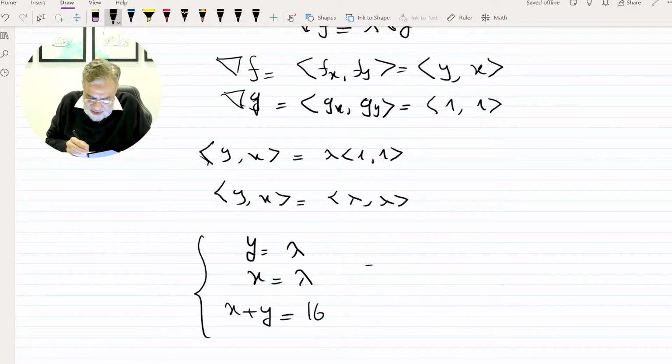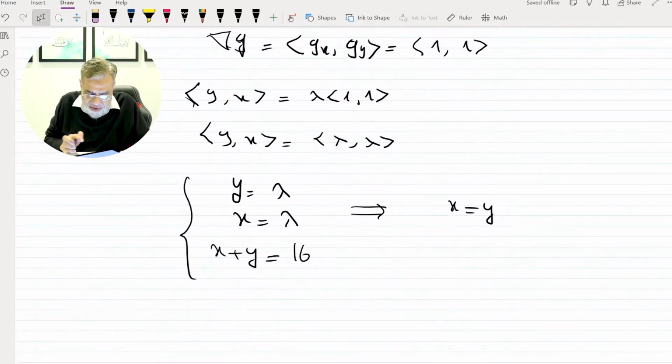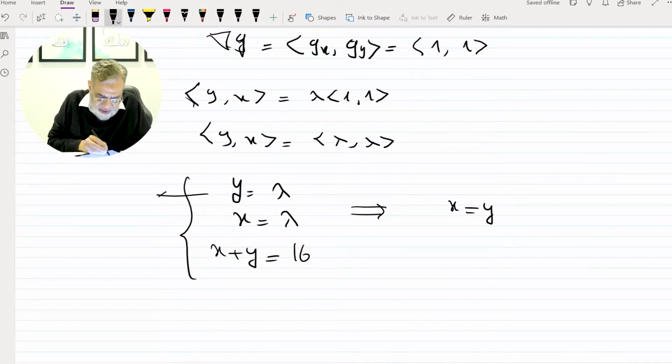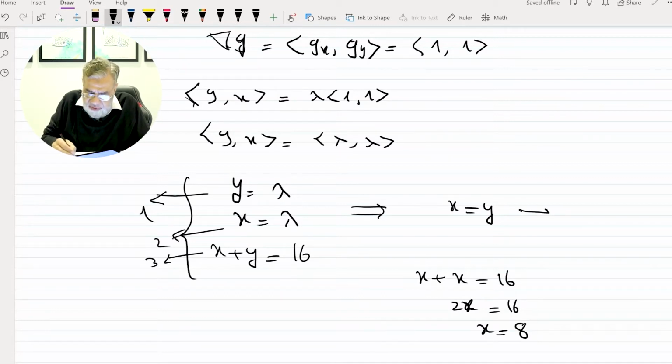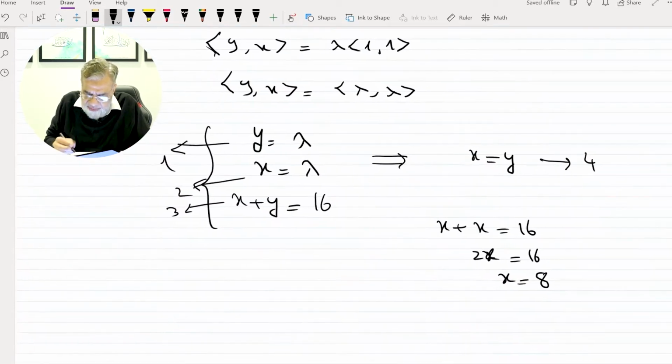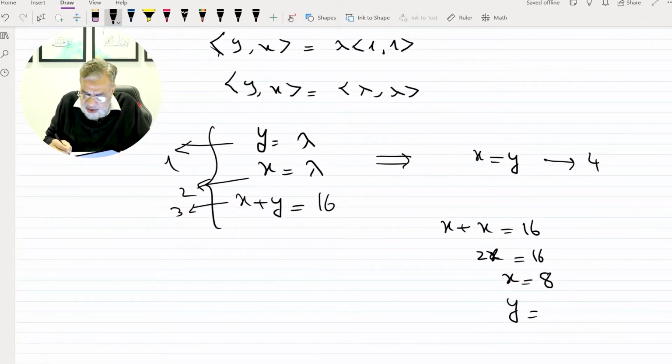Now you can see from these two equations, x equal to lambda and y equal to lambda, that x is equal to y. This is my equation 1, this is my equation 2, and this is my equation 3. I substitute into the third equation and get x plus x is equal to 16, so 2x is equal to 16, and the value of x is equal to 8. I put the value of x in my equation 4 and get the value of y, which is also 8.